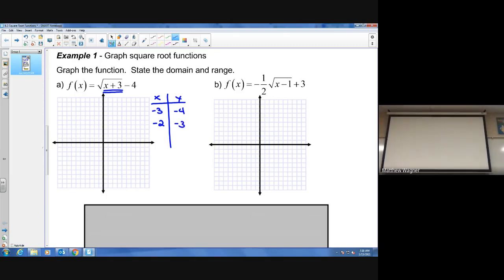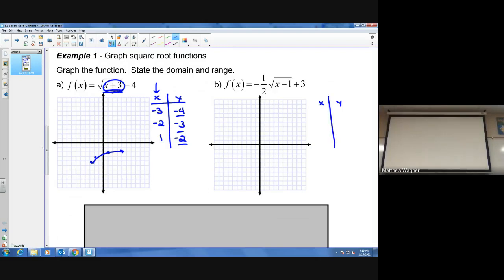I then am thinking of another perfect square, which is 4. What number plus 3 is 4? Well, a 1. 1 plus 3 is 4. Square root of 4 is 2. 2 minus 4 is -2. So the trick is to make sure whatever we plug into our x value makes what's under our radical a perfect square. Then we're going to wind up with some nice rational values, in most cases integer values, in our y column. So we have -3, -4, -2, -3, 1, -2. I'm going to come back to the domain and range after we finish this next one.